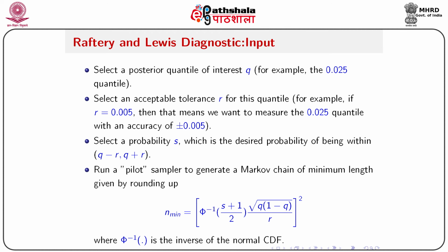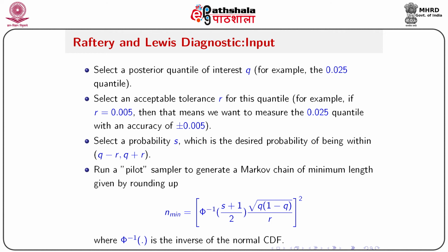The inputs are: select a posterior quantile of interest, say Q, for example the 0.025 quantile. Select an acceptable tolerance R for this quantile. For example, if R equals 0.005, then that means we want to measure the 0.025 quantile with an accuracy of plus or minus 0.005. Select a probability S, which is the desired probability of being within Q minus R to Q plus R.